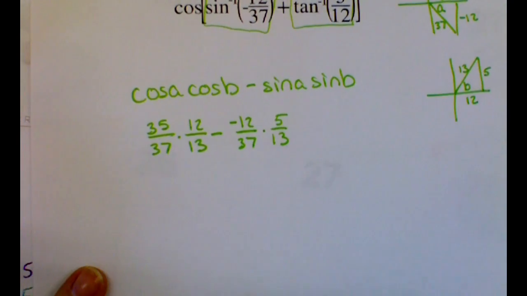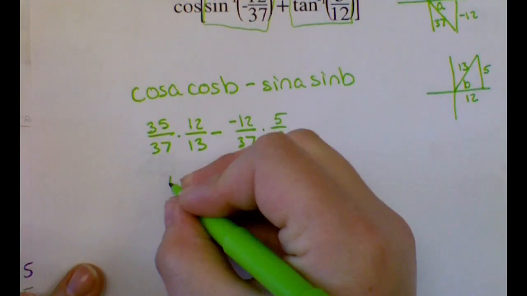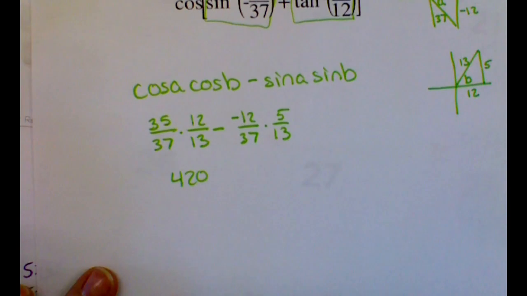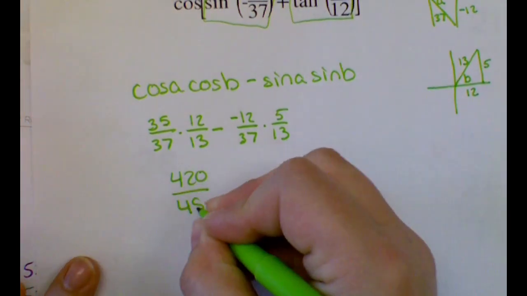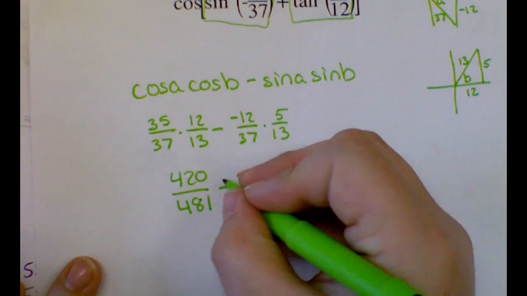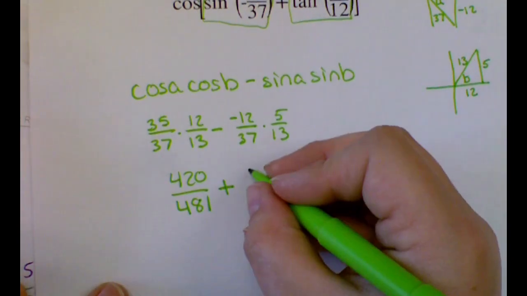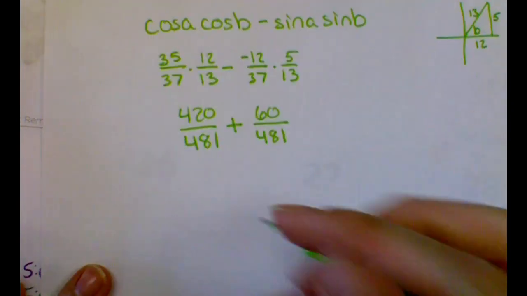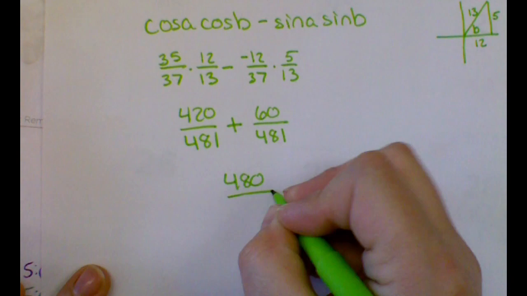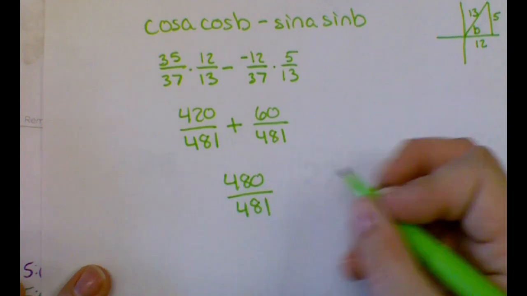Multiply. 35 times 12 makes 420 over 37 times 13 is 481, minus negative, so plus, 12 times 5 is 60, over 481. Add those together, I get 480 over 481 as my final answer.